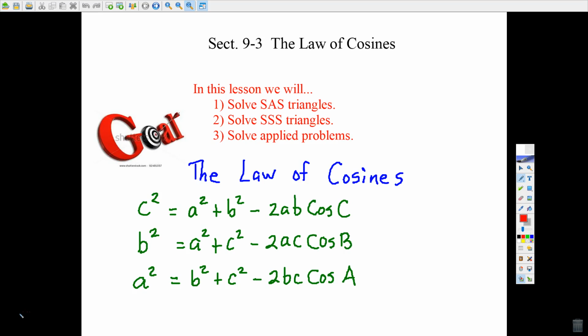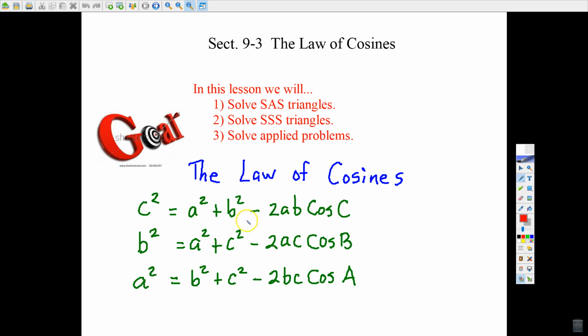In section 9.3, we're just building on this theme of solving triangles that are not right triangles. We've had a lot of experience with those types of triangles, but the law of cosines will help us specifically solve two different types of triangles, the side-angle-side and the side-side-side. So here are really three different versions, depending on what you are trying to solve for, of the law of cosines. It's really not too difficult to use.